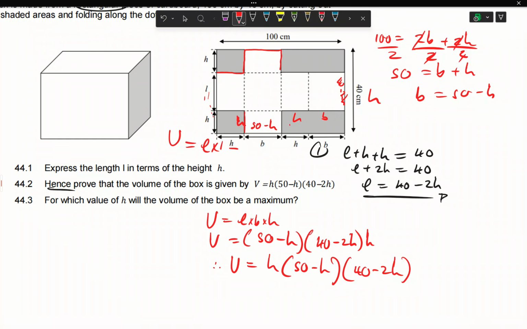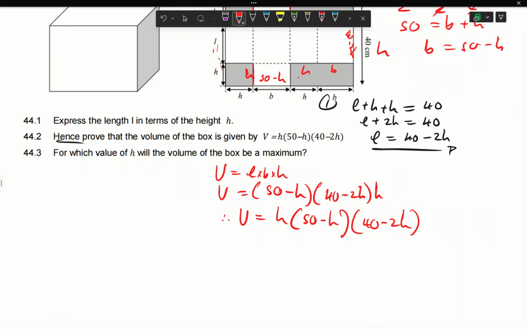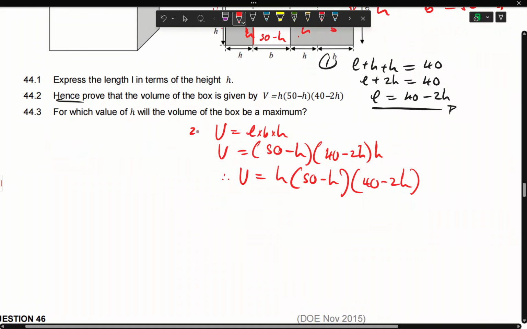Now the volume of any shape is the length times the breadth times the height. The length is 40 minus 2h. The breadth is 50 minus h. The height is just the height. You see how it is? I'm sorry to confuse you in the first place, I was looking at the other part there. But I hope you understand, guys.